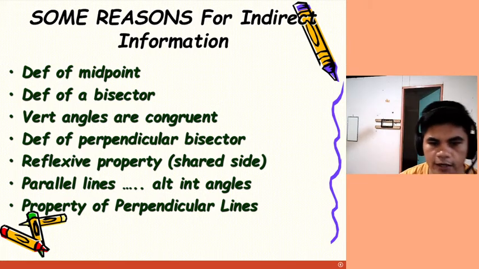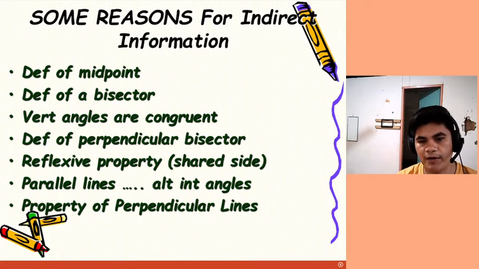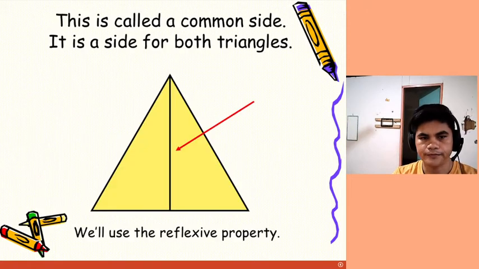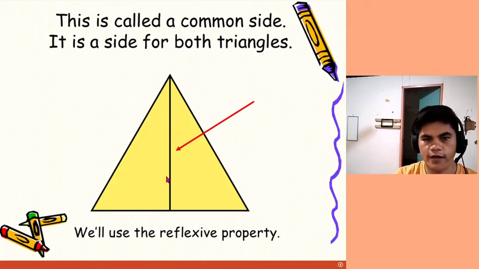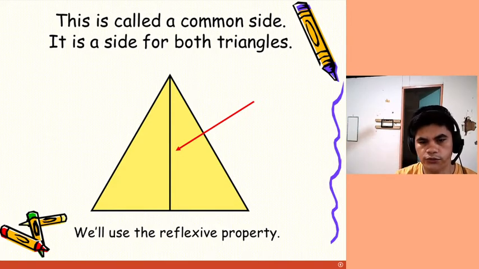Next, property of perpendicular lines. When we say perpendicular, the reason is that it forms a 90 degree angle. So if you can see that one angle of the triangle is 90 degrees, maybe you can use this as one of the reasons, property of perpendicular lines. This is called a common side, the center here. It is a side for both triangles. We will use the reflexive property when we give the reason.